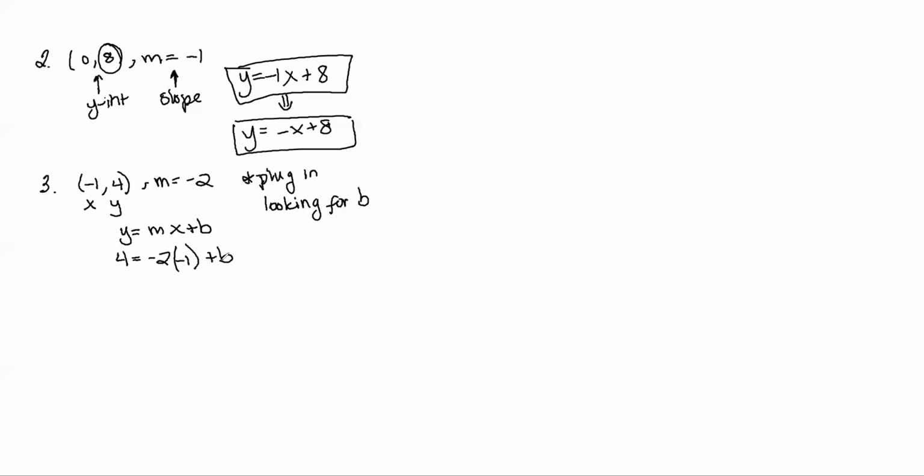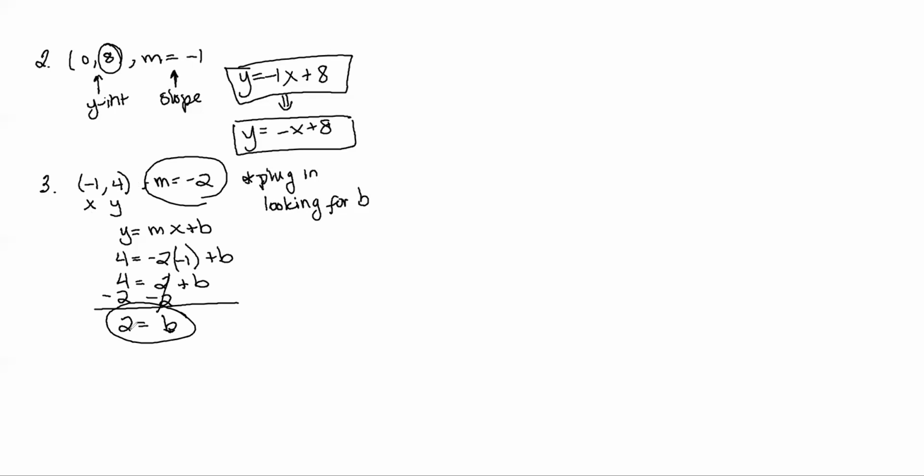So I'm going to simplify and solve. So we get 4 equals +2 plus b, subtract 2, and we get 2 equals b. Now we're not done. We have our b, and we have m. Now we can plug these in. We don't need this point here, this -1, 4 anymore. That was just to find b.